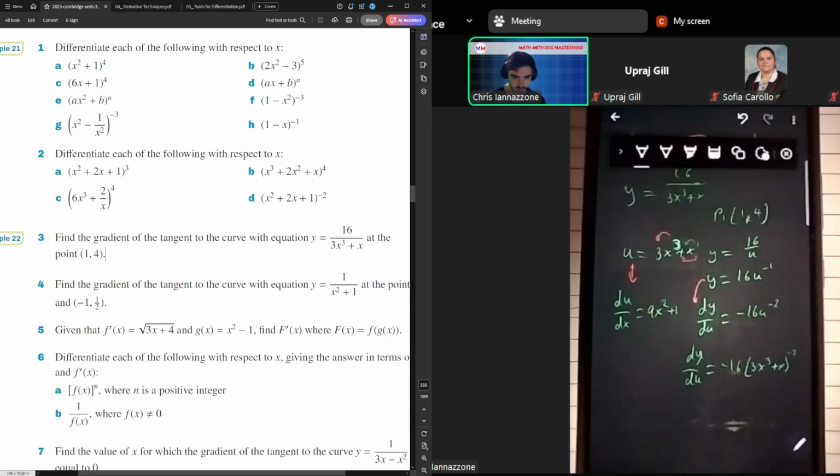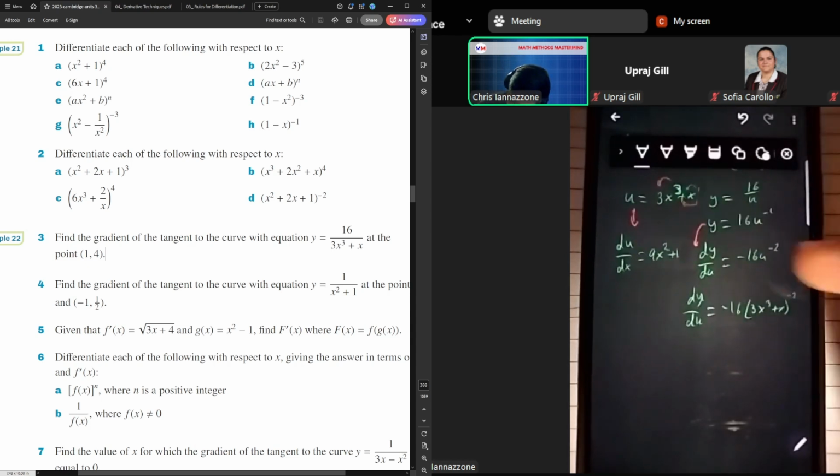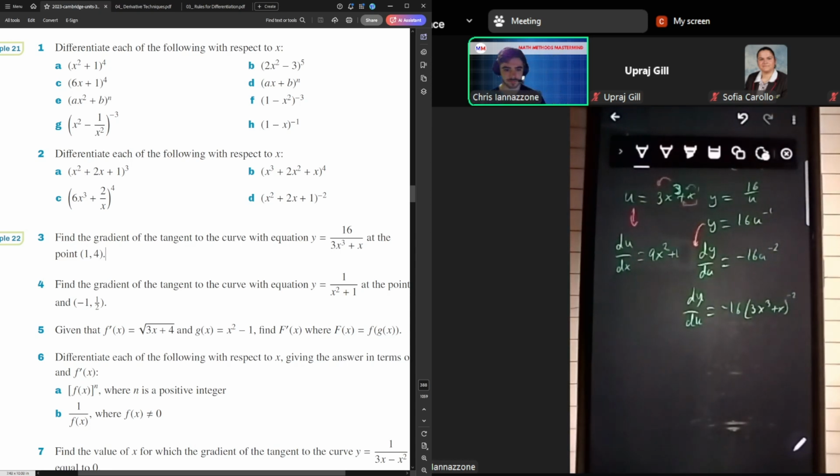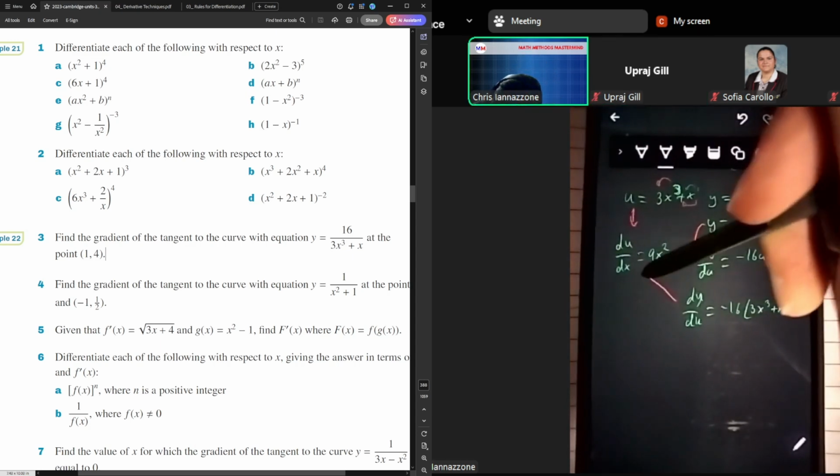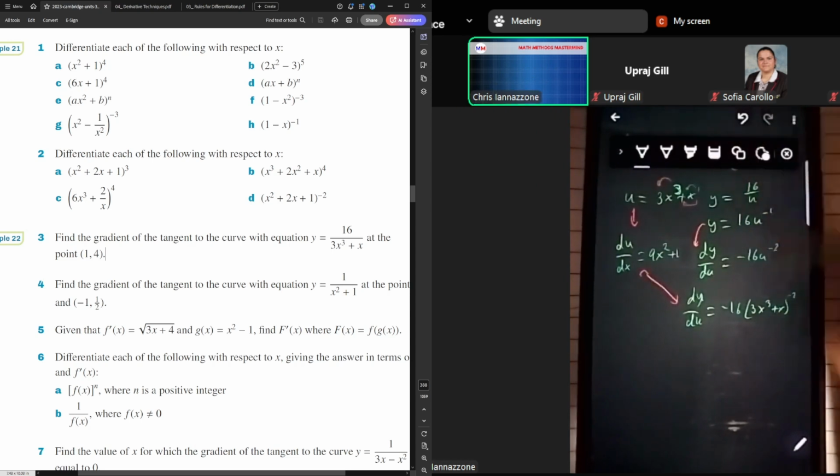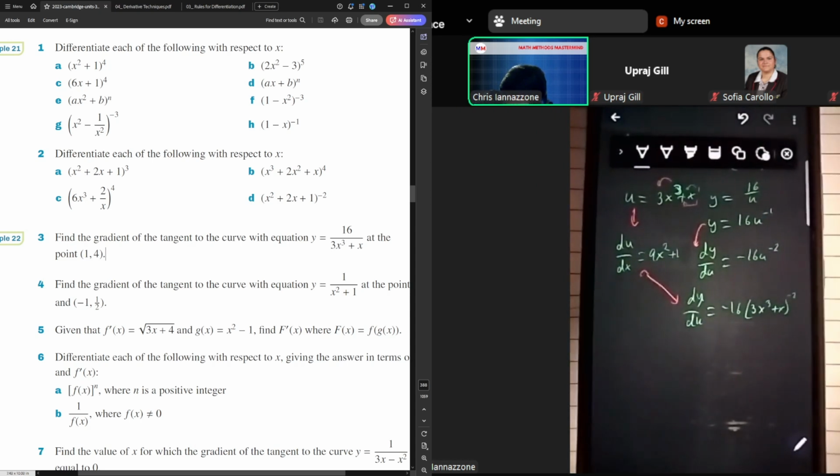Cool, yeah, I got that. What do we do now that we have those? We distribute the negative 16 to 9x squared plus 1. So it's going to be a product of these two terms. Would you distribute it?